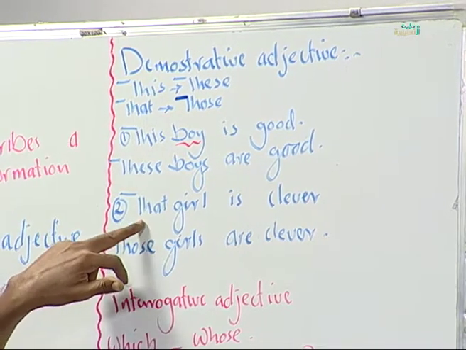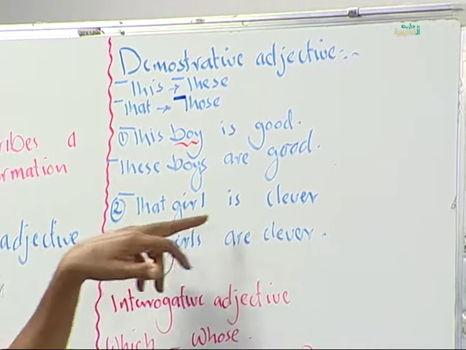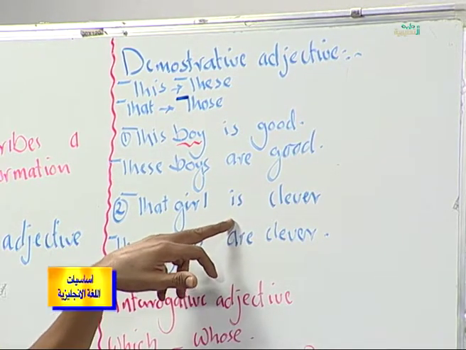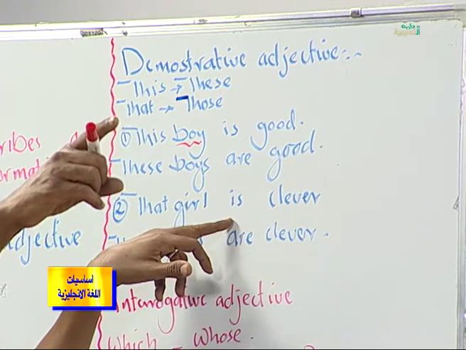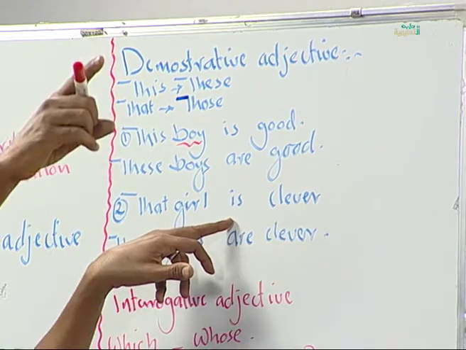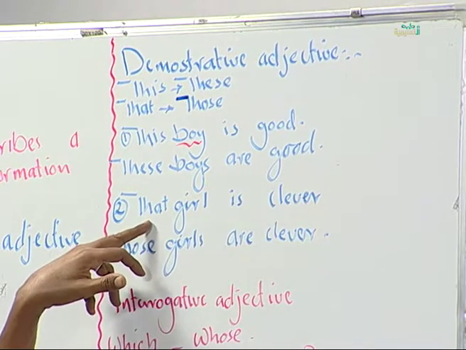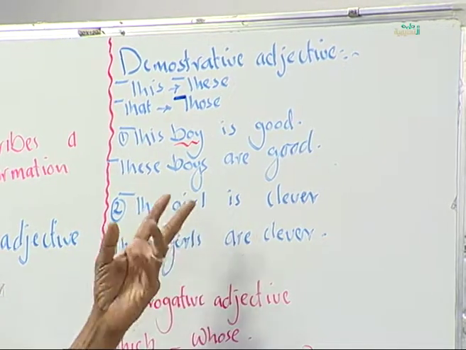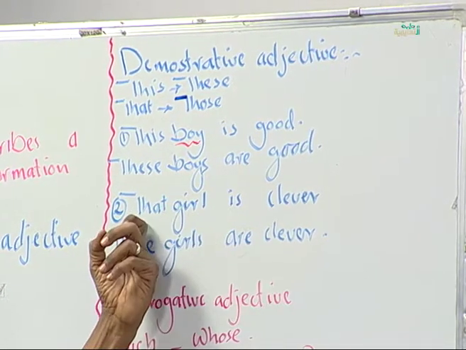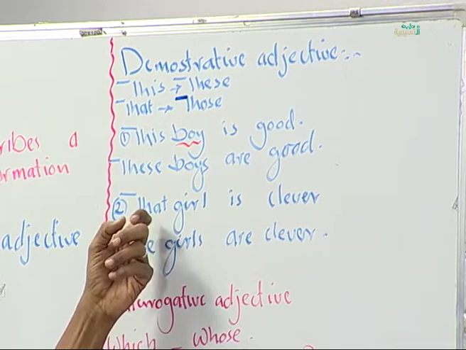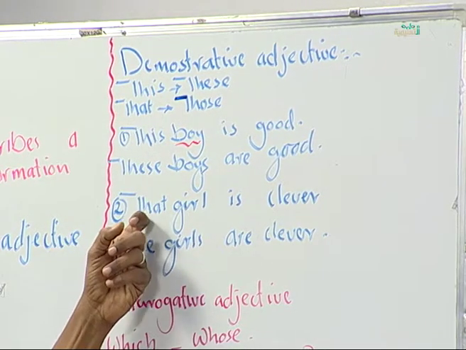But when we have something like this, that girl is clever, this means that I have to point to the girl. That girl. As you see, girl is singular, and according to it, the related demonstrative adjective here has to be that.